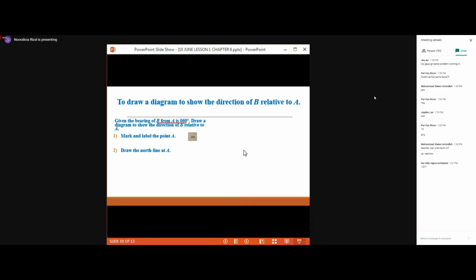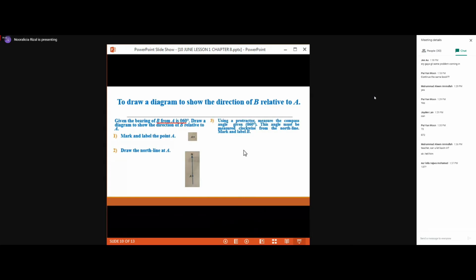This is important because when you do the problem solving question, if you draw it a bit slanted, your north line will affect the final answer. So use your ruler. How do you know whether your ruler is straight or not? The lines in your ruler play an important role. So draw the north line nicely.